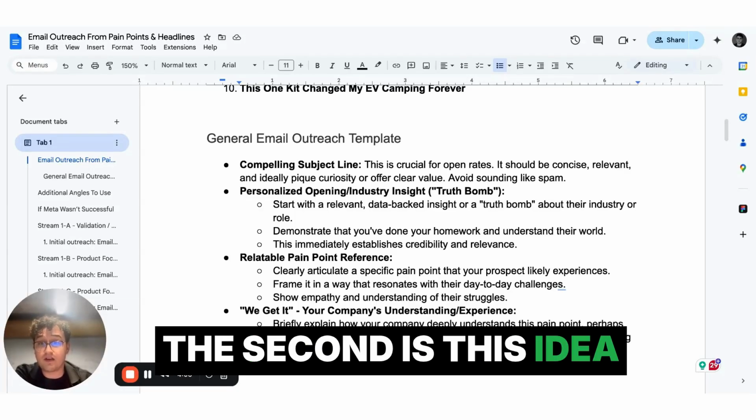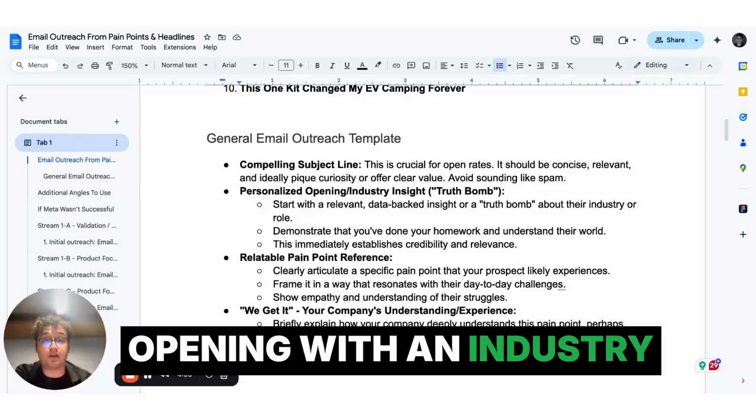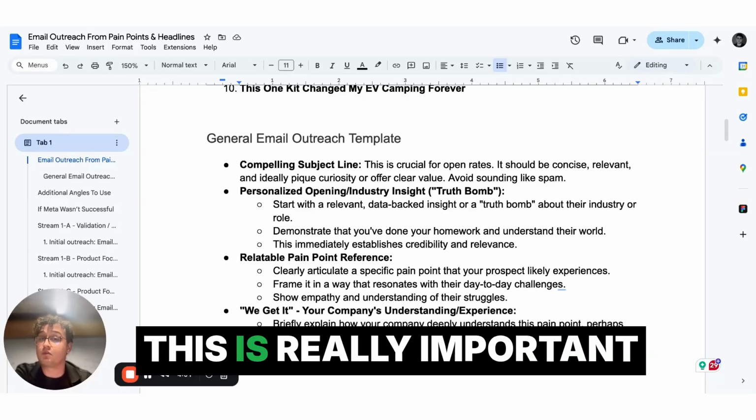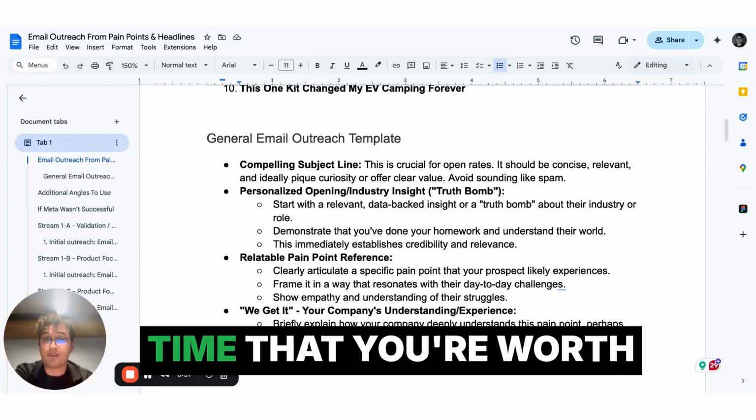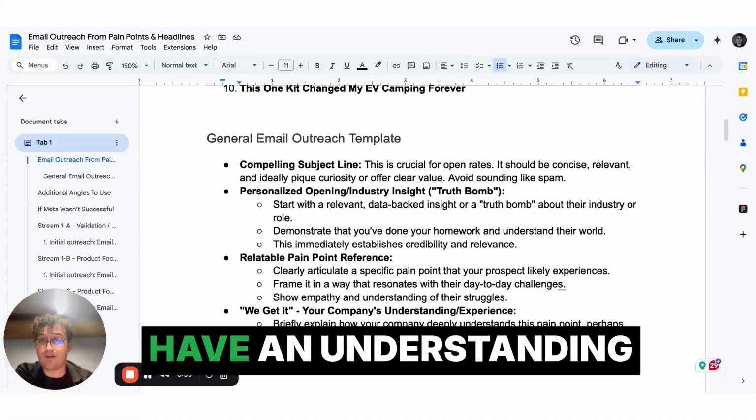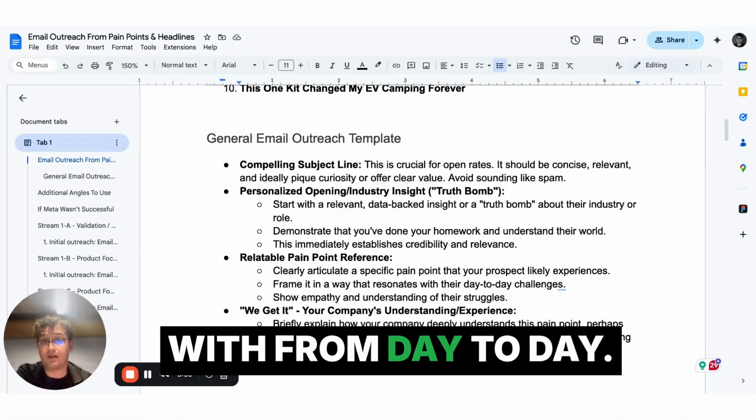The second is this idea of personalizing your opening with an industry insight or a truth bomb. This is really important because it shows the person you're talking to, likely for the first time, that you're worth paying attention to and have an understanding of what they're dealing with from day to day.